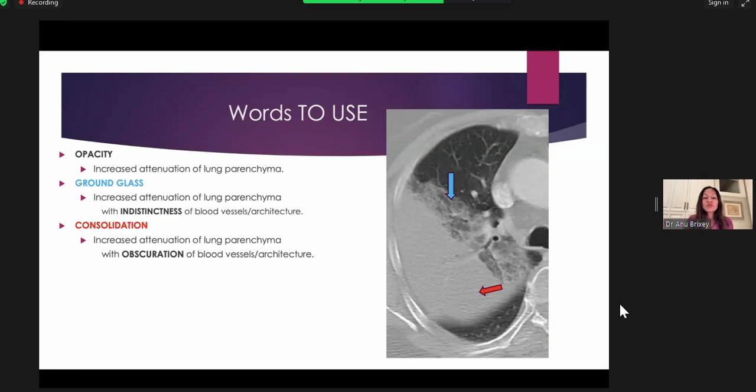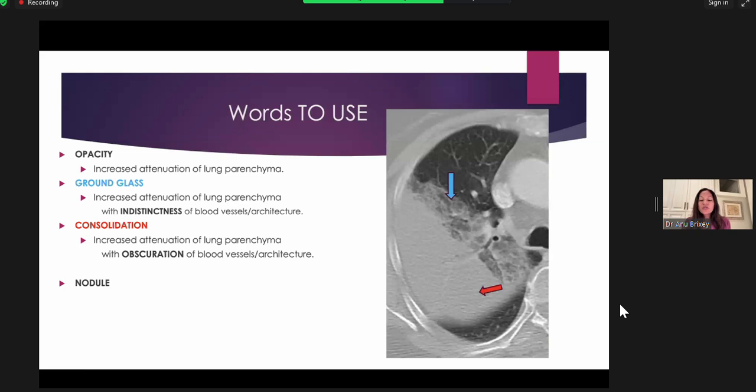So try to use these words. Now, if you don't know if it's ground glass or consolidative or it's a mix, you can just use the word opacity alone. But if you can tell clearly whether it's ground glass or consolidative, I would use one of these terms. And then the reason it becomes helpful is because then you can make your differential diagnosis based on whether it's consolidation or ground glass.